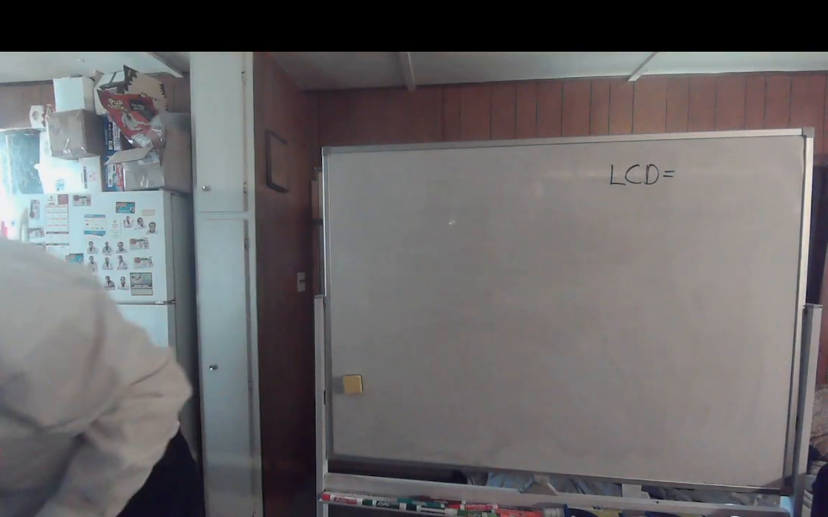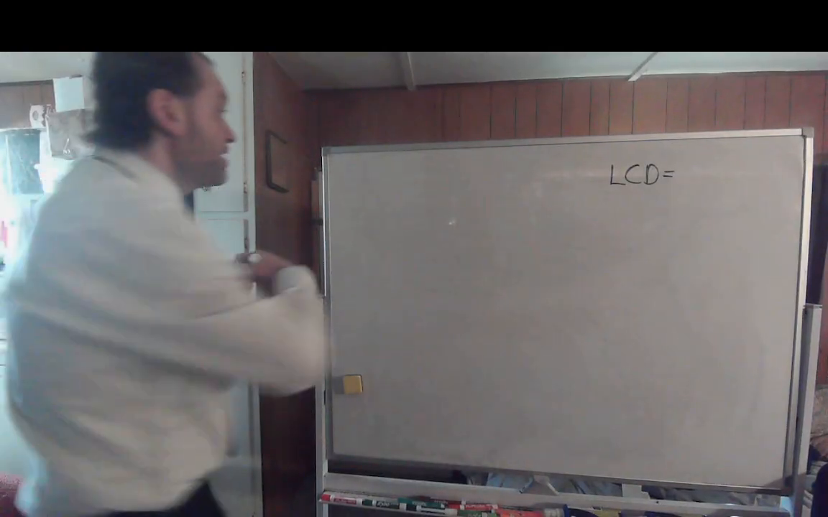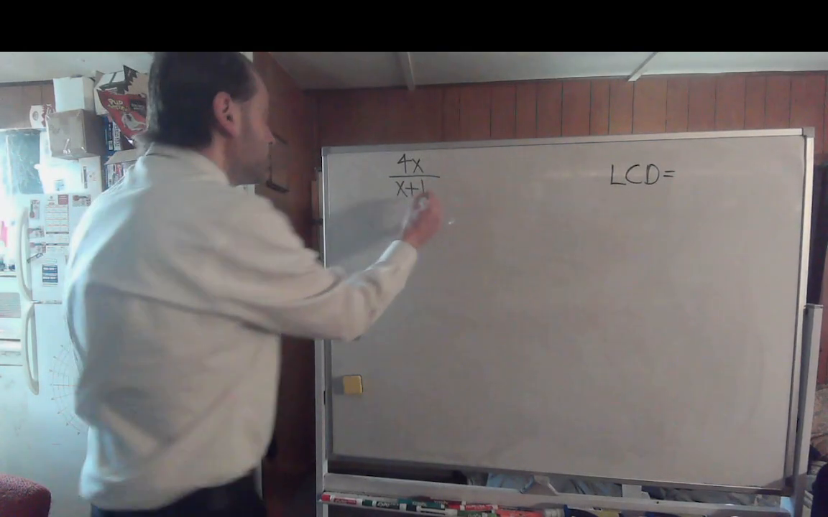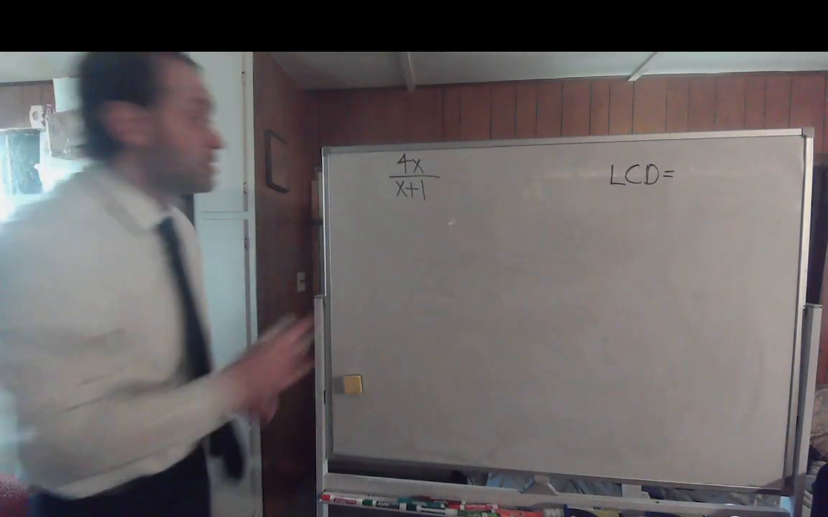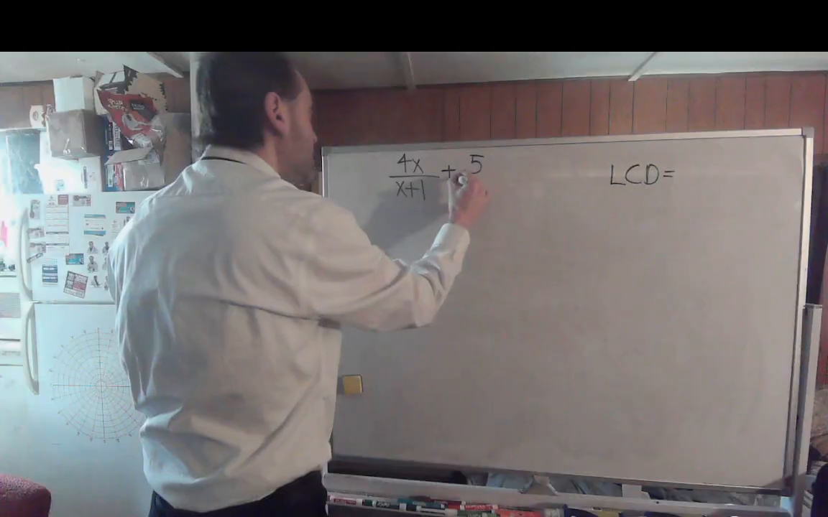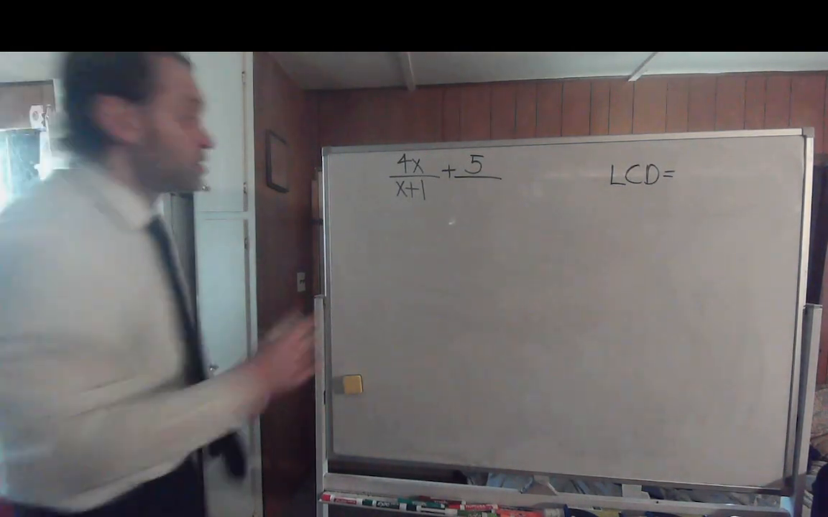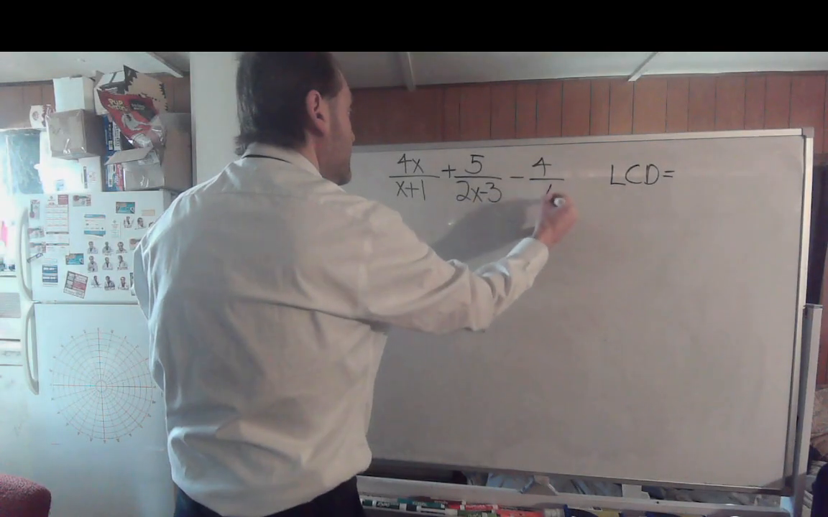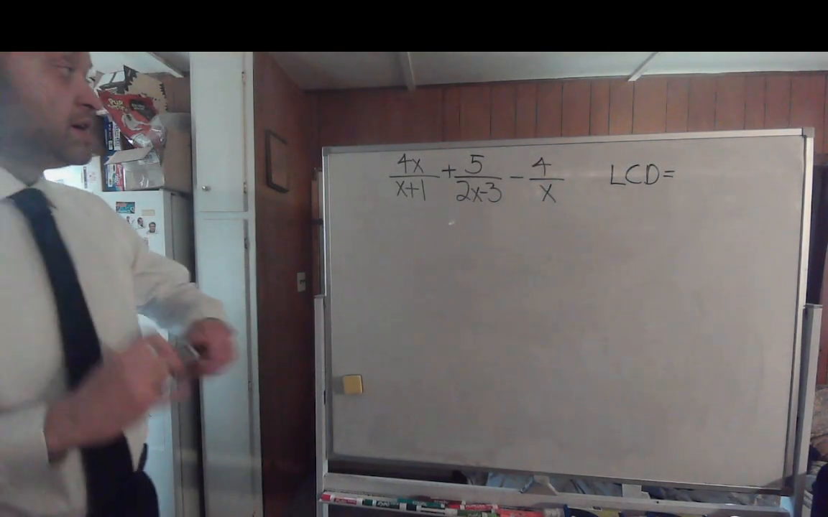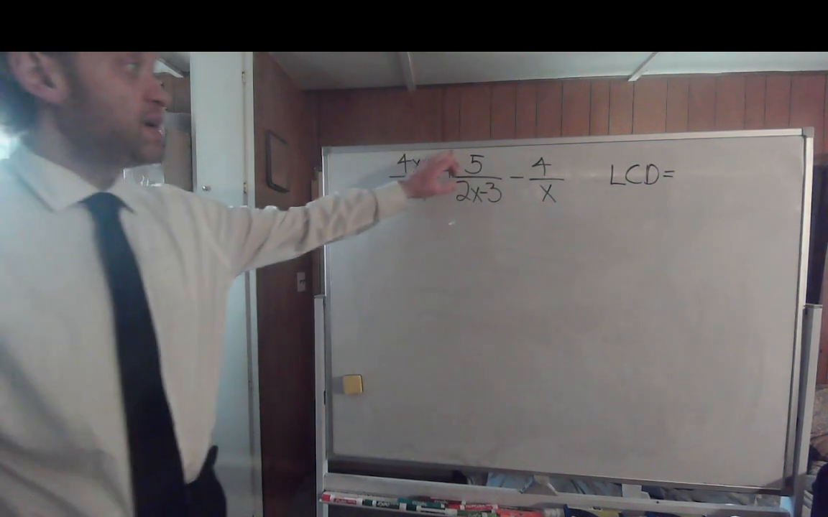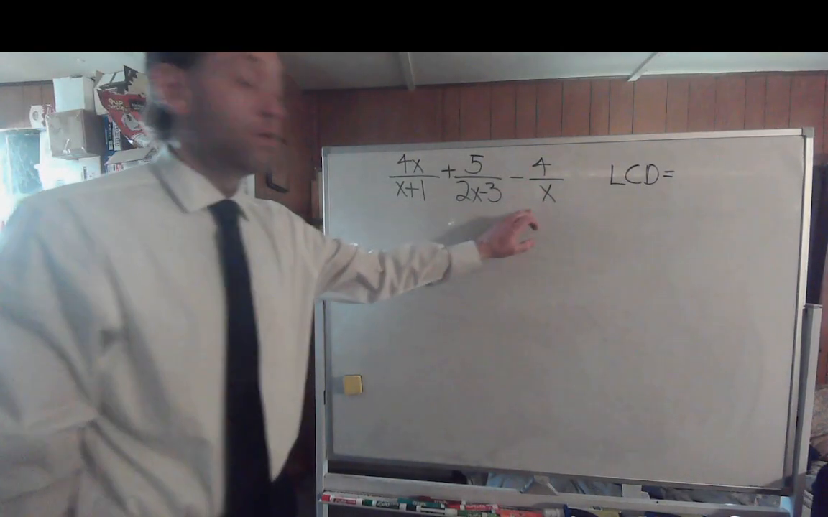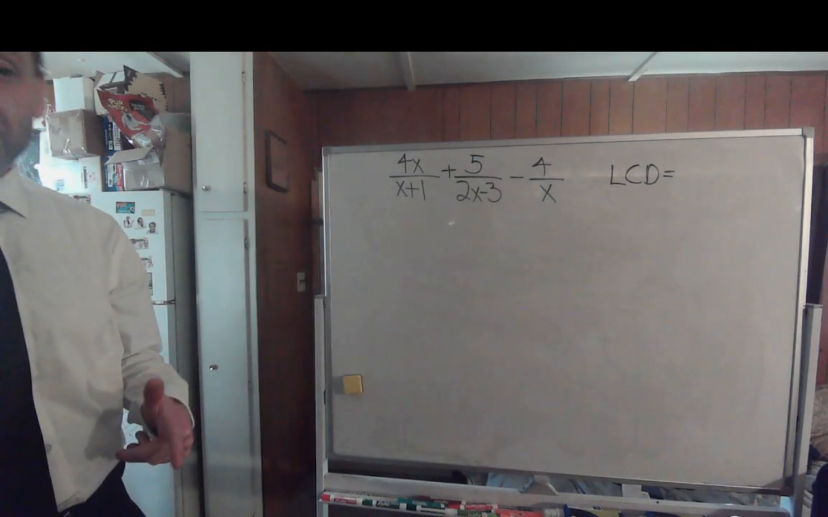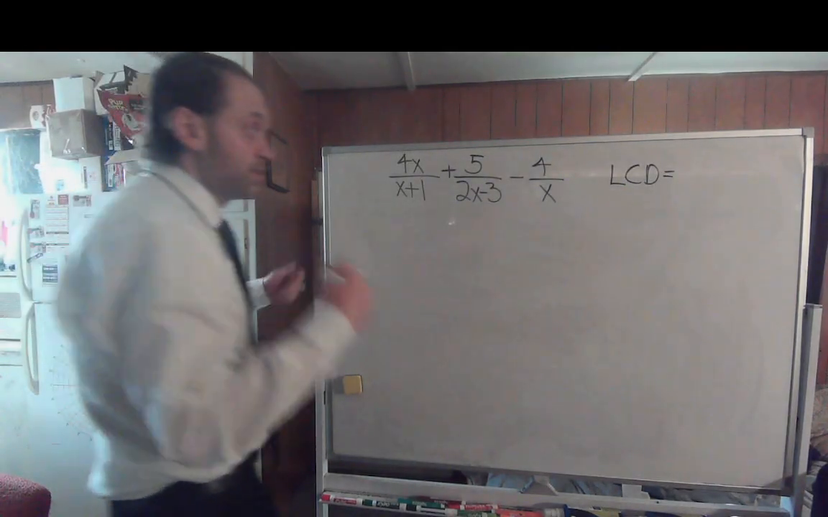All right. We have 3 terms. So we have 4x over (x plus 1) plus 5 over (2x minus 3) minus 4 over x. So we got 3 terms this time: 4x over (x plus 1) plus 5 over (2x minus 3) minus 4 over x. All 3 of these terms have 3 different denominators, so that means to get your least common denominator, you're going to have to multiply all 3 together.